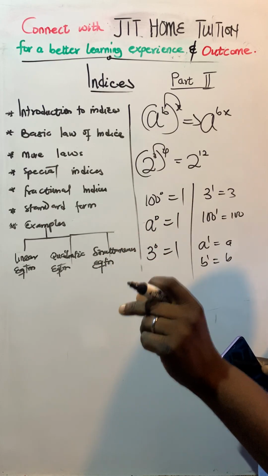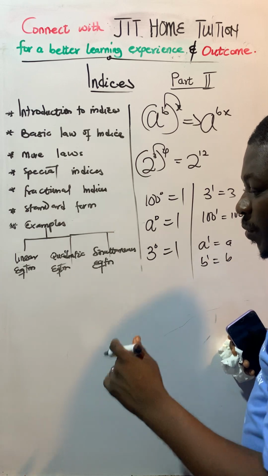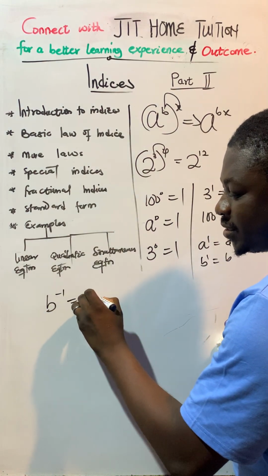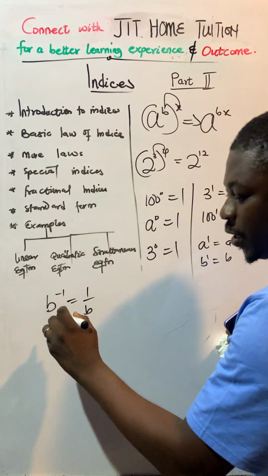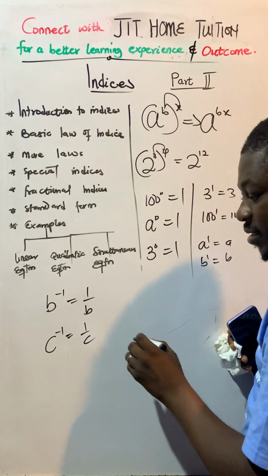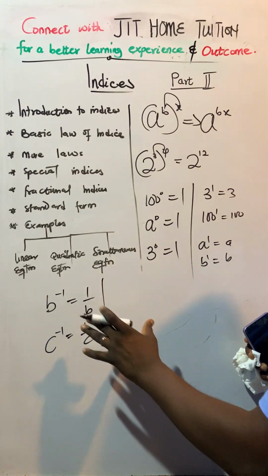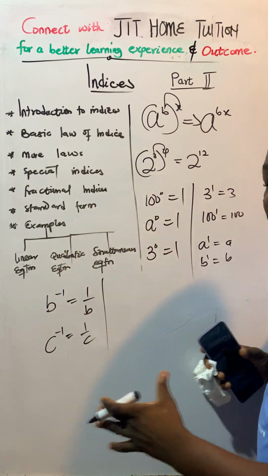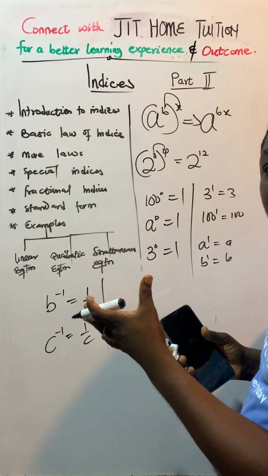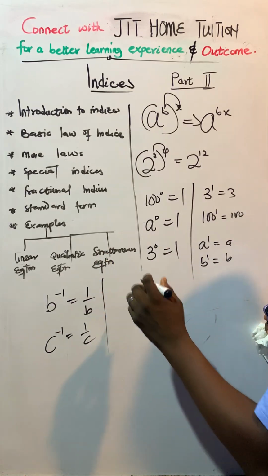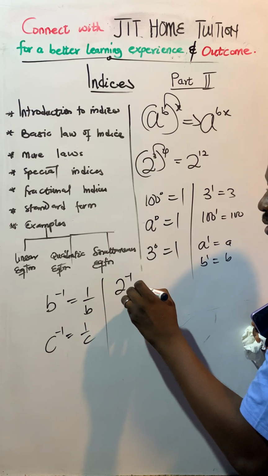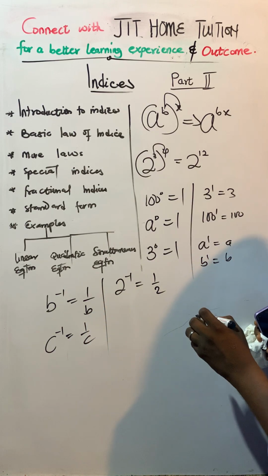The next thing that I want you to know is that any number or variable raised to the power -1 becomes 1 over the number. What do I mean by that? So if you have b exponent -1, it is the same as 1 over b. If you have c exponent -1, it is the same as 1 over what? C. Okay, don't worry, all these ones that we are looking at, we'll be solving more examples around it so that you'll be able to see how we are applying them. Okay, so let's say that if you have 2 exponent -1, the same as 1 over 2.